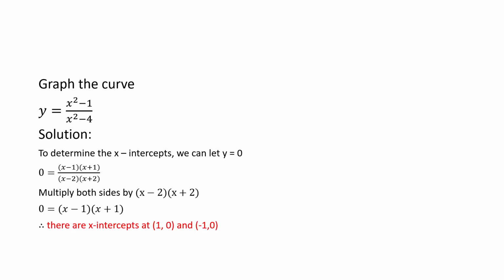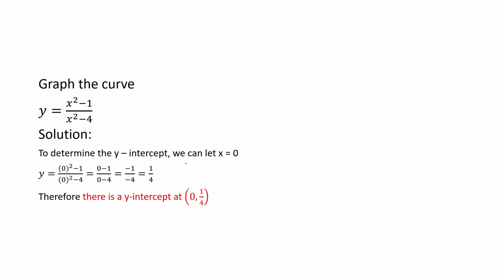Now, it's good in a question like this to determine what the x and y intercepts are. So to determine the x-intercepts, we let y equal 0. If we let 0 equal (x minus 1)(x plus 1) over (x minus 2)(x plus 2), we can multiply both sides by the denominator, and we're just left with 0 equals (x minus 1)(x plus 1), meaning x minus 1 is 0 or x plus 1 is 0, so x is either 1 or negative 1. So we got a couple of x-intercepts. Those will be useful to us.